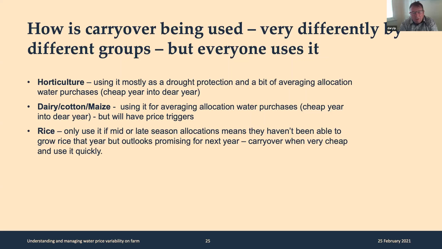Dairy, maize, cotton, more about averaging that allocation, trying to spread that high and that low between years. But there will be trigger points that they'll use. There will be a point where with that sort of strategy, I'll live on the market because carrying over is a bit dear at prices that is suitable for them. Prices where they see, yep, I can maybe not quite make a profit from that, I might just play and take the risk.